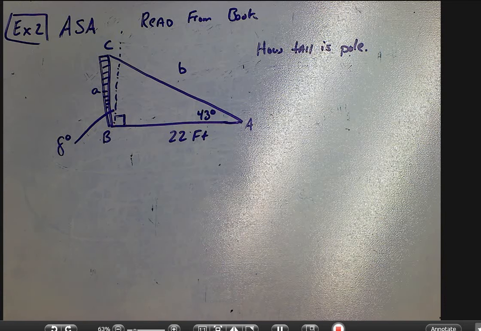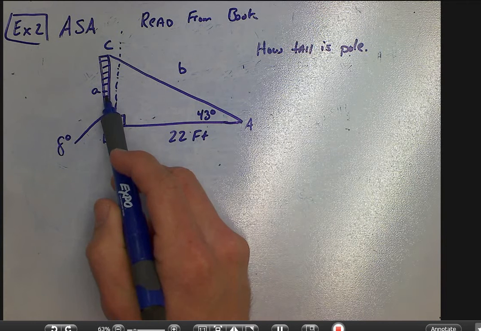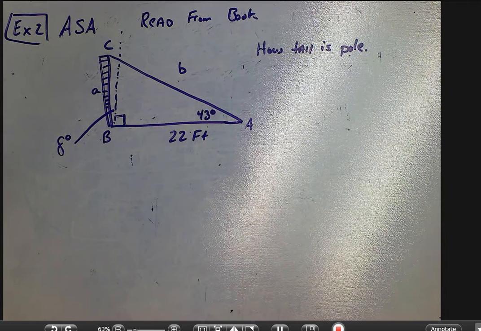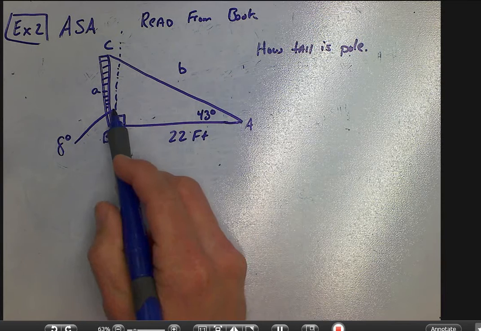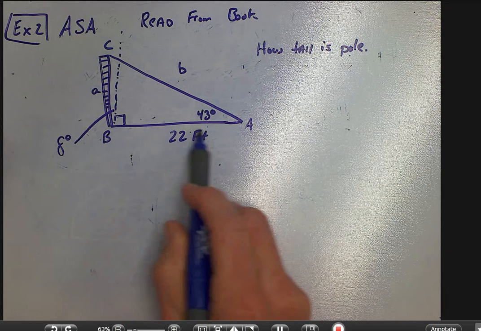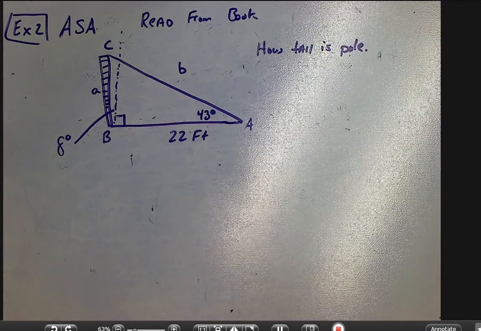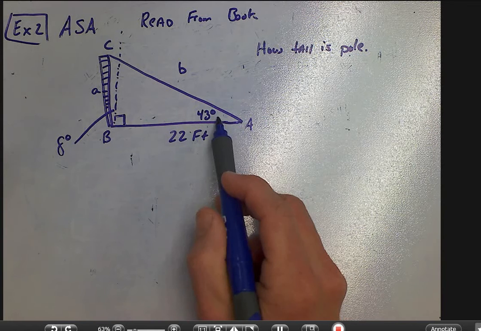Alright, for example 2, this is a story problem, so I'm going to read it to you out of the book. It says a pole, which is this thing right here with the stripes on it, leans towards the sun at an 8-degree angle off the vertical. It casts a 22-foot shadow, so my shadow here is 22 feet long. The angle of elevation from the tip of the shadow to the top of the pole is 43 degrees. How tall is the pole?